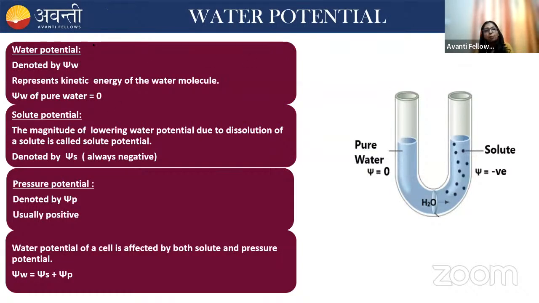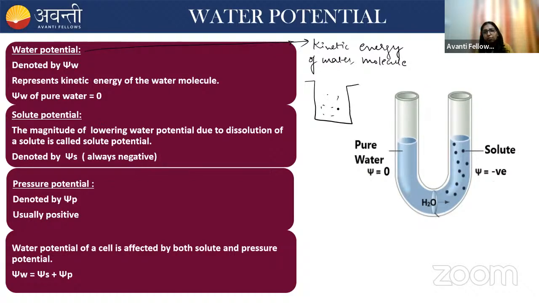Next is the water potential. Water potential is defined as the kinetic energy of the water molecule. If this is a beaker, it has a lot of water molecules. The kinetic energy of these water molecules will be high. There's a random motion and the motion will be very fast.